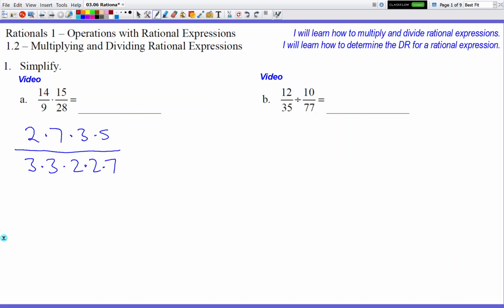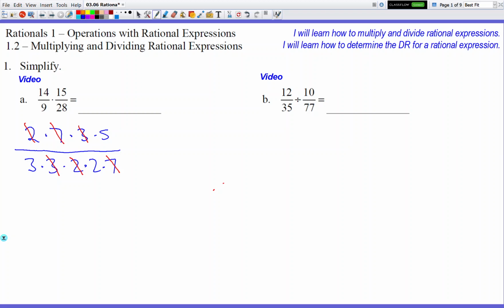So I see a 2 on the top, I see a 2 on the bottom, so I cross that out. I see a 7 on the top, I see a 7 on the bottom, so I cross that out. I see a 3 on the top, I see a 3 on the bottom, and I cross it out. Okay, and I see a 5 on the top, but do I see a 5 on the bottom?